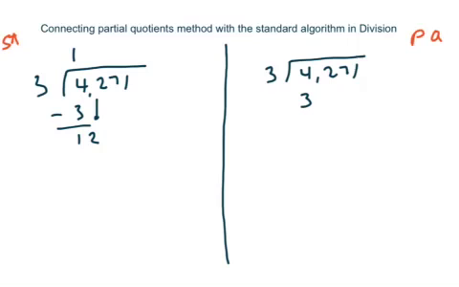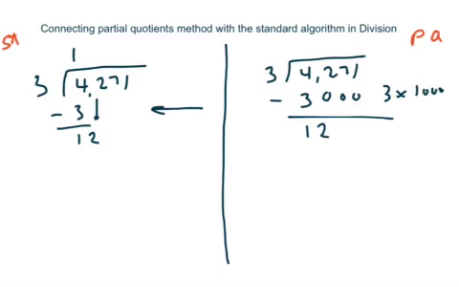I'm still going to get that 3 there, but that 3 over here is not a 3, that's a 3,000 that we're subtracting out. That is 3 times 1,000. So I'm going to subtract that out, and I'm going to get my 12. But that's not really a 12 that I have there. If I want to bring down the whole thing, it's 1,271.